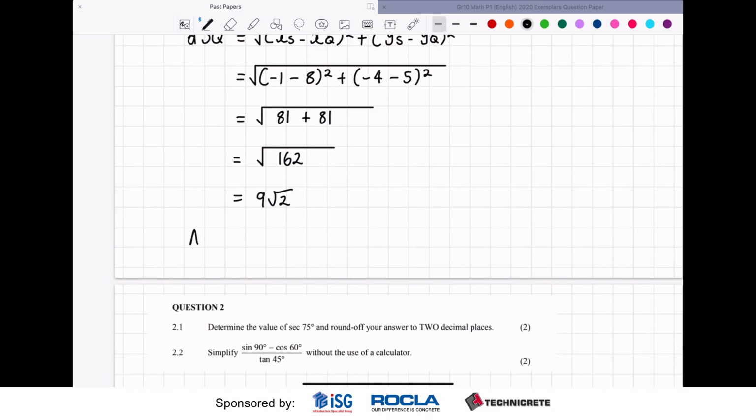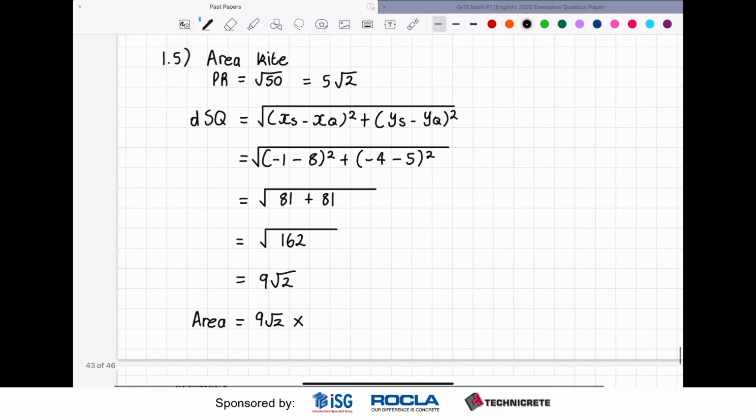Okay, then the area is the product of the diagonals, so it's this one that we just found, SQ, times the one we had before, and that is divided by 2. And so our final answer will be 45 units squared, because we're talking about area.